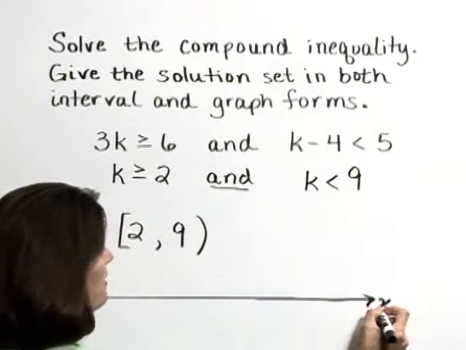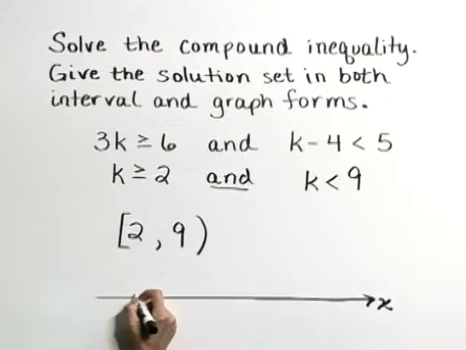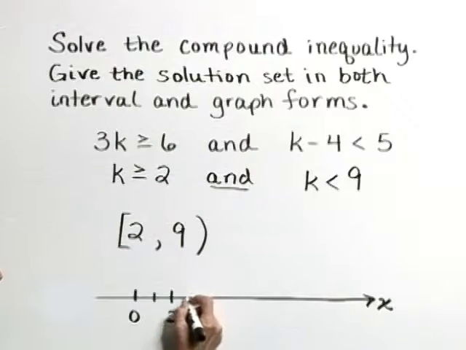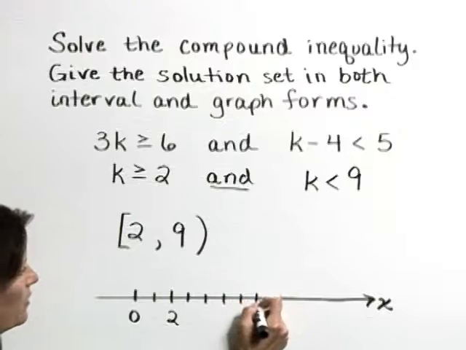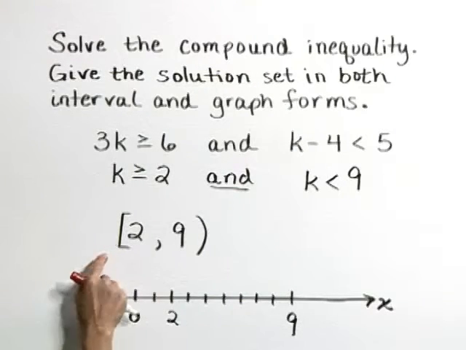So draw your number line. Let's locate the numbers 2 and 9. I'm going to start with a 0. 1, 2, 3, 4, 5, 6, 7, 8. There's our 9. We're going to use the same brackets and parentheses here as we did in our interval form.